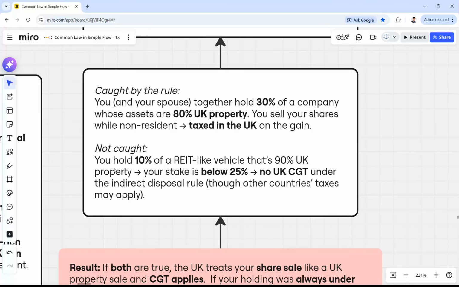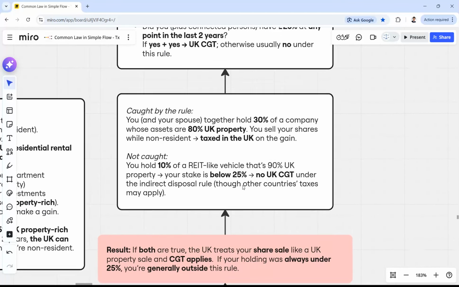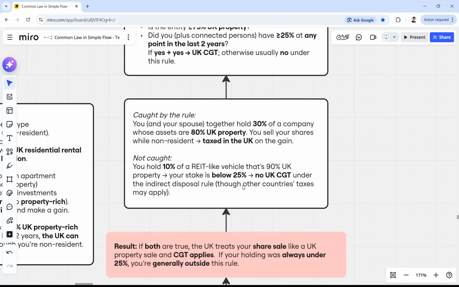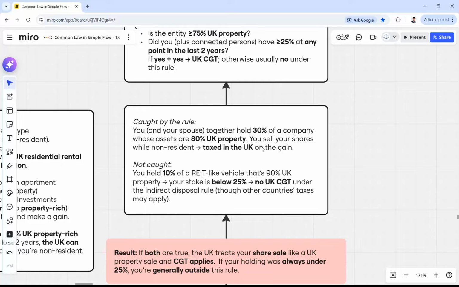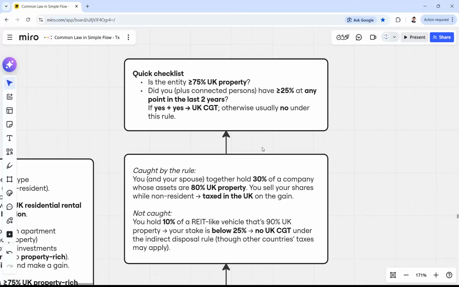Not caught: you hold 10% of a REIT-like vehicle that's 90% UK property. Your stake is below 25%, so no UK capital gains tax under the indirect disposal rule, though other countries' taxes may apply. So it's not about the taxes of other countries, it's about what the UK will do. If you're a non-UK resident, you don't live in the UK, you have nothing to do with the UK, but you still pay tax on capital gain.